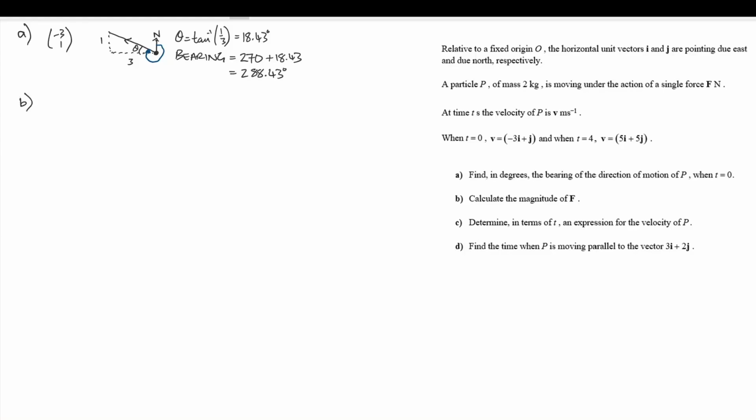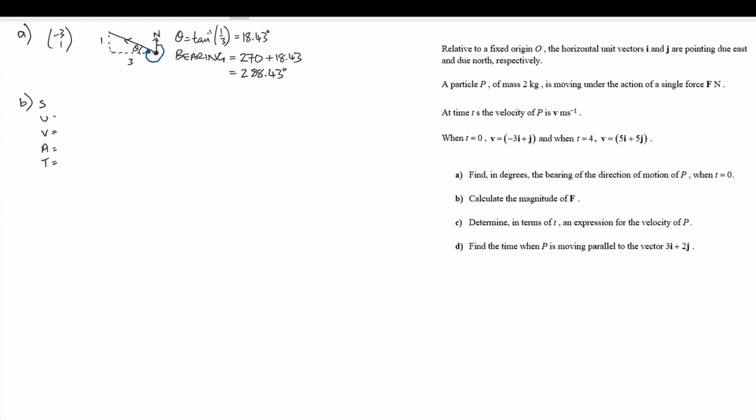In part B, we're asked to calculate the magnitude of F. We have a lot of information here. We have an initial velocity, a final velocity, the time that it took. That information only links to F, the force that's unknown, through one variable, through acceleration. So we can use our constant acceleration SUVAT formulae to try and find acceleration, and then use that acceleration in Newton's second law to find F.